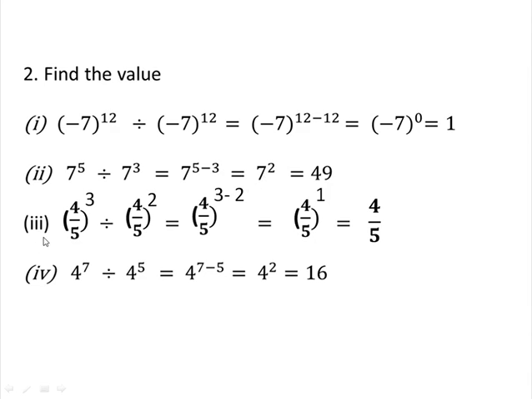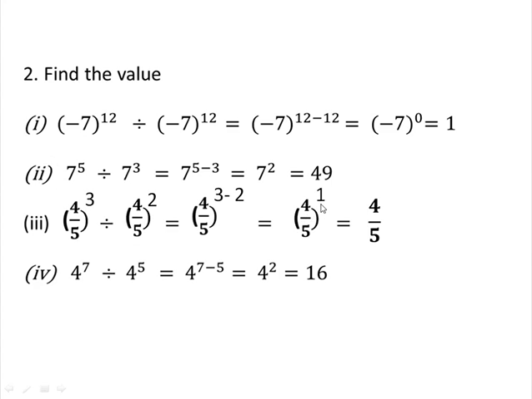Now example number 3. 4 upon 5 whole raised to 3 divided by 4 upon 5 whole raised to 2. Now again in this example the base is same, that is 4 upon 5. Now we will subtract index of the denominator from the index of the numerator. So we will keep the base same, that is 4 upon 5 whole raised to the power 3 minus 2. Here 3 minus 2 is 1. Therefore we will get the answer 4 upon 5 whole raised to 1.